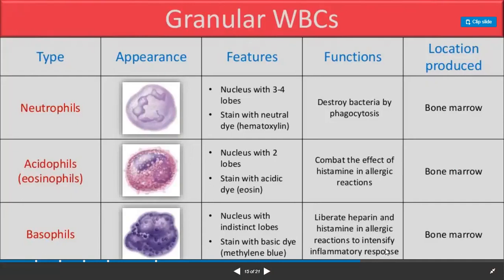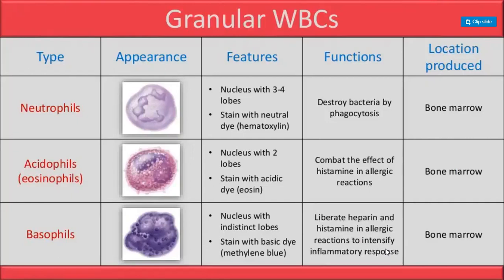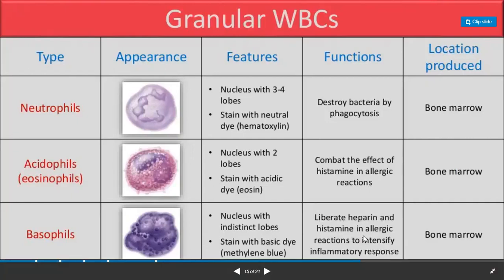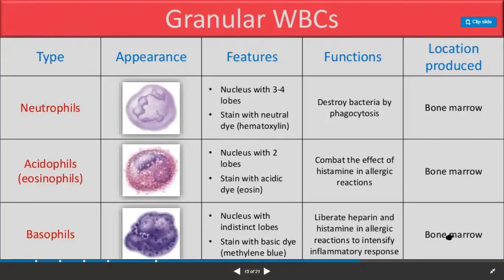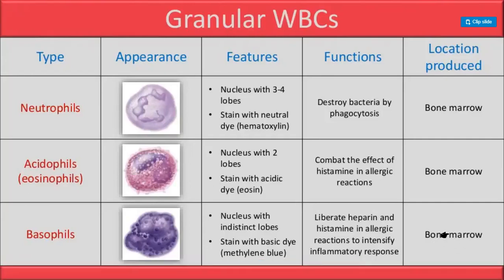Later, we will talk about inflammation. We'll look at the whole process of inflammation, and we will see the role of basophils in inflammation. Now, where are they produced? Again, in the bone marrow. So don't forget the function of each of them.